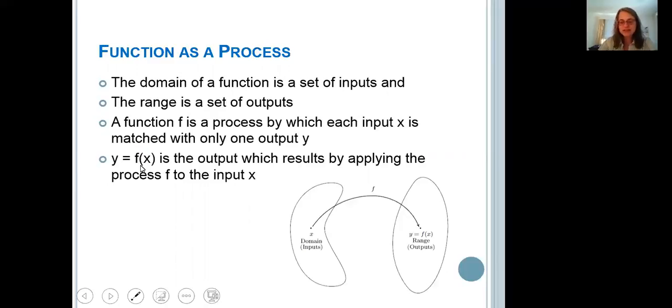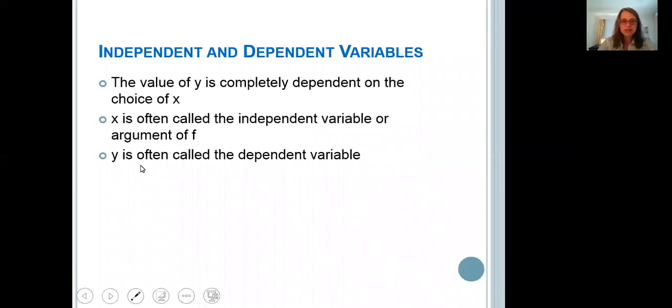Y and f of x are the same thing. The value of y is completely dependent upon the choice of our x coordinate. X is the one we get to choose. We can choose either one, but typically we choose x. X is the independent variable. It can also be called the argument of f, because it's what we're going to define f, the function, in terms of. Y depends on x, so y is the dependent variable.